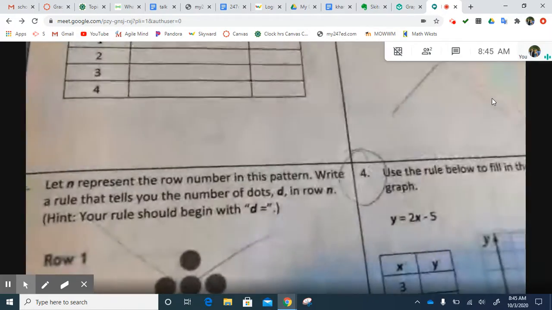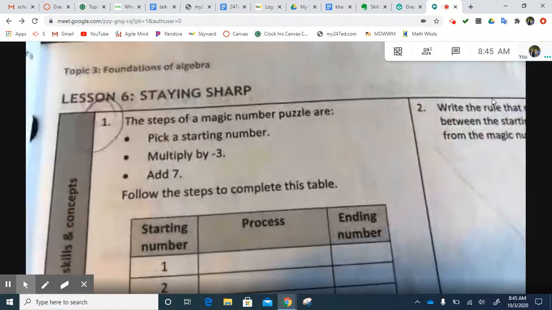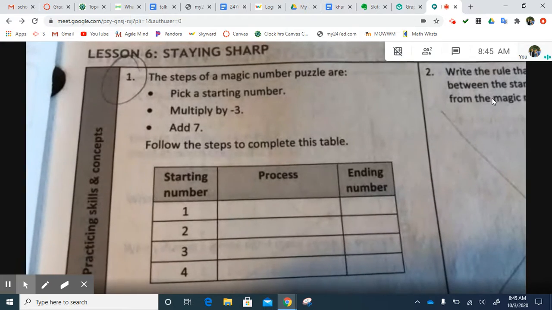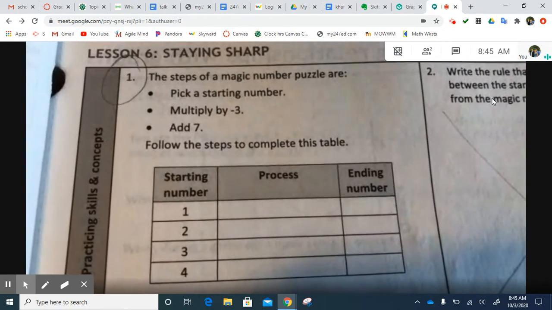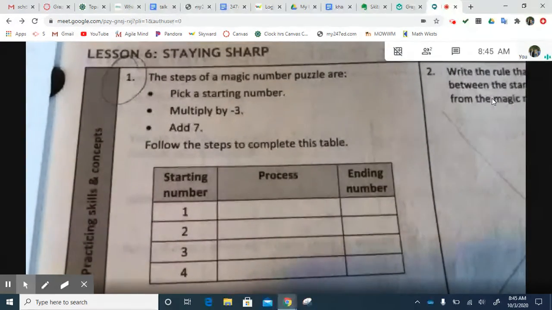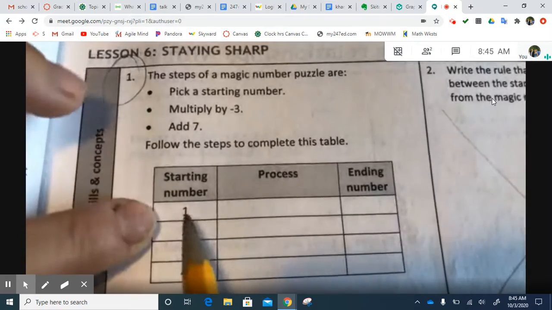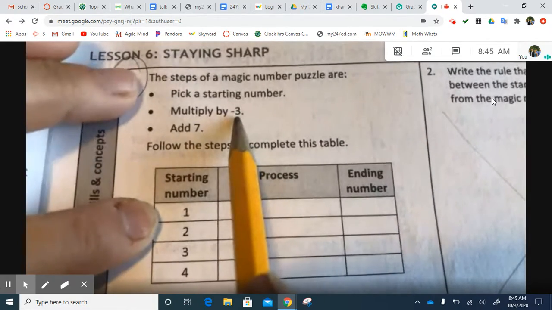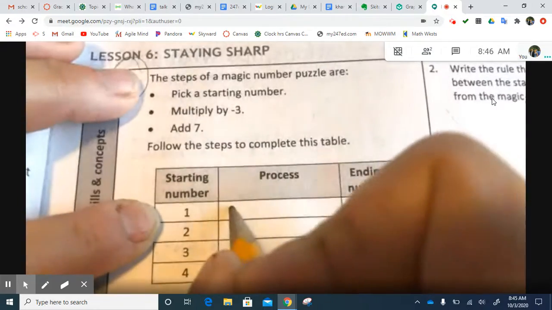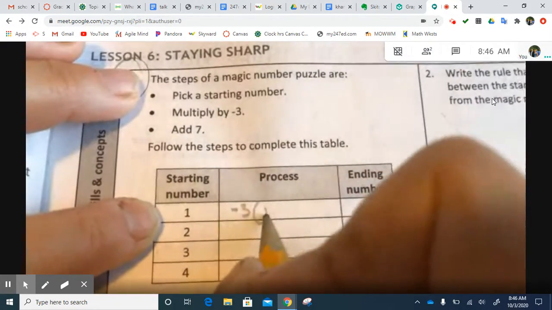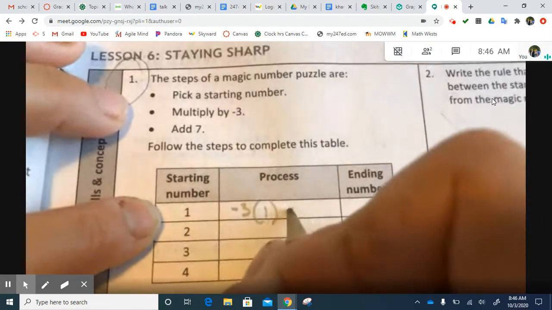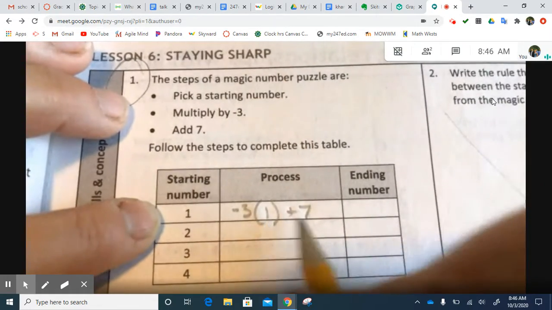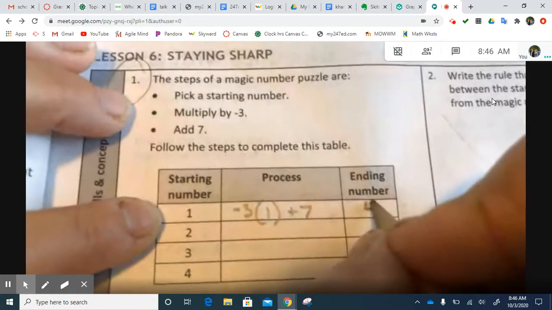Okay, last page. Steps of a magic number puzzle are pick a starting number, multiply by -3, and then add 7. Okay, so we're going to take our starting number, multiply it by -3, and then add 7. -3 times 1, -3, plus 7, that'll bring us to a positive 4.